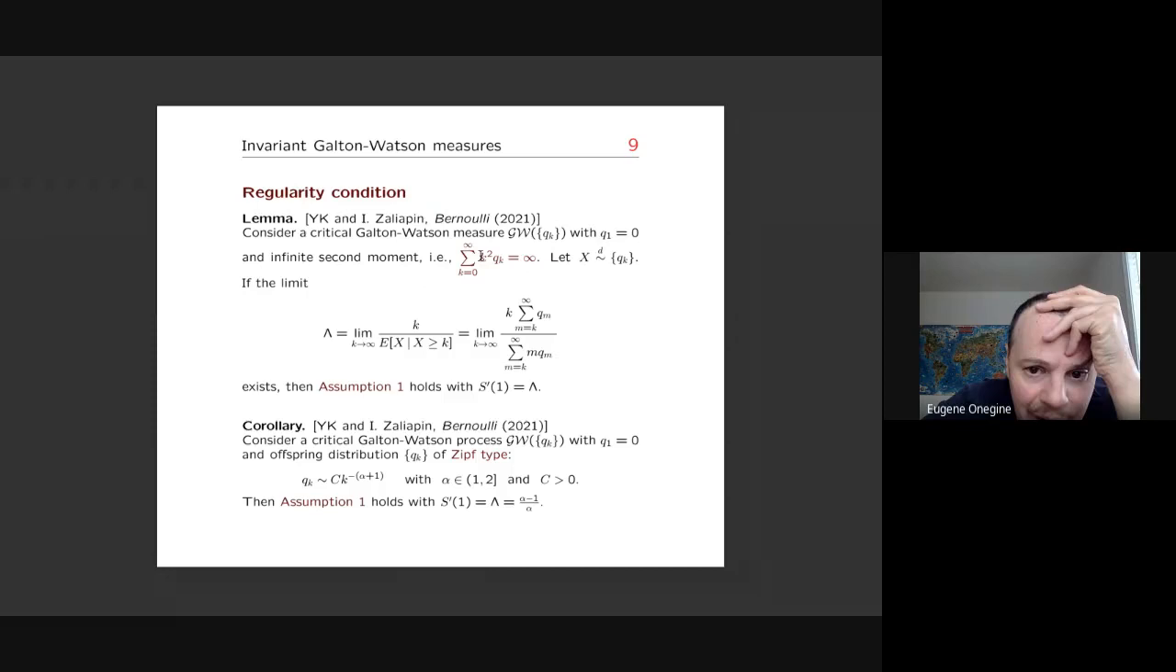So if you're dealing now with infinite second moment, because for finite second moment everything is known, and if this limit, where X is a random variable representing, say, a generic number of offsprings, distributed according to Q sub k, then if this limit of k over expectation of X conditioned on X greater or equal than k exists, then the assumption holds and S prime of 1 is equal to that limit. And this limit can be written as the limit of this fraction of sums, right? This lemma helps us a lot because then you can show that a lot of tree measures satisfy assumption 1 because they satisfy the existence of the limit in the lemma.